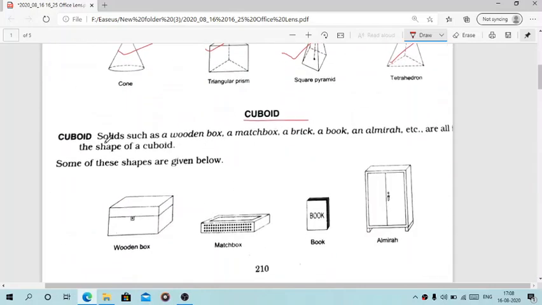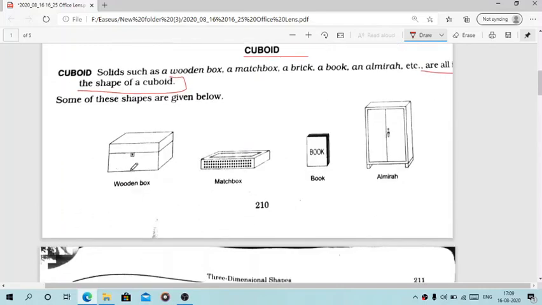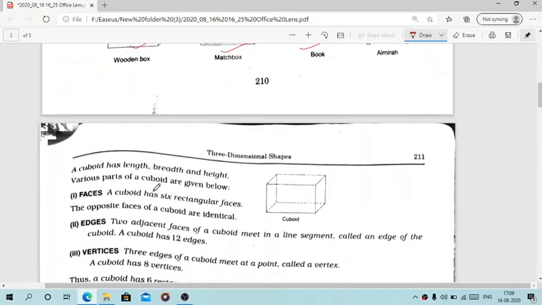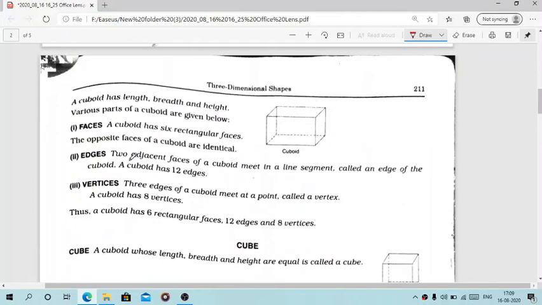Cuboid. Solids such as a wooden box, matchbox, bricks, a book, and almirah are the shapes of a cuboid. See, that is given. These are the examples of a cuboid. Now, in a cuboid, how many faces are there? In a cuboid, there are length, breadth and height. Various parts of a cuboid are given here.